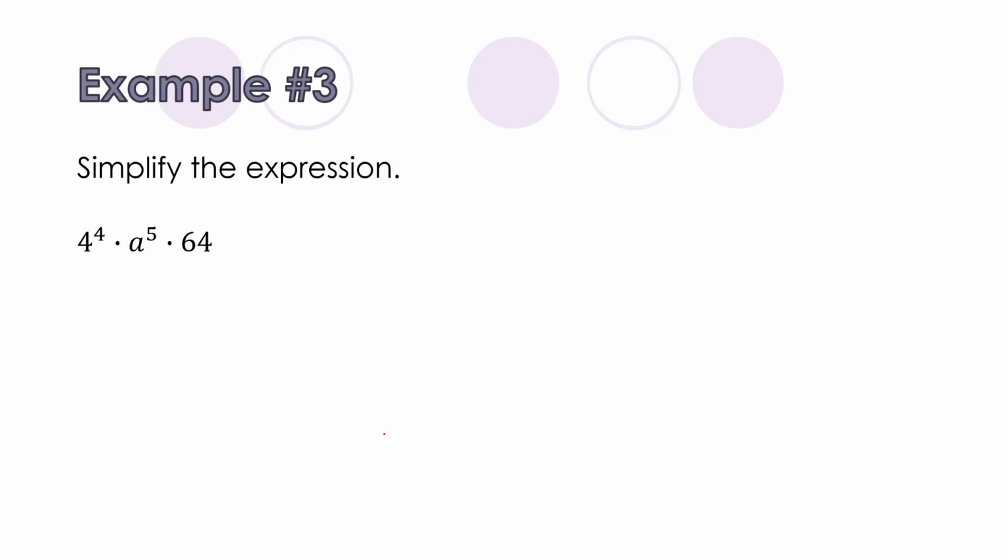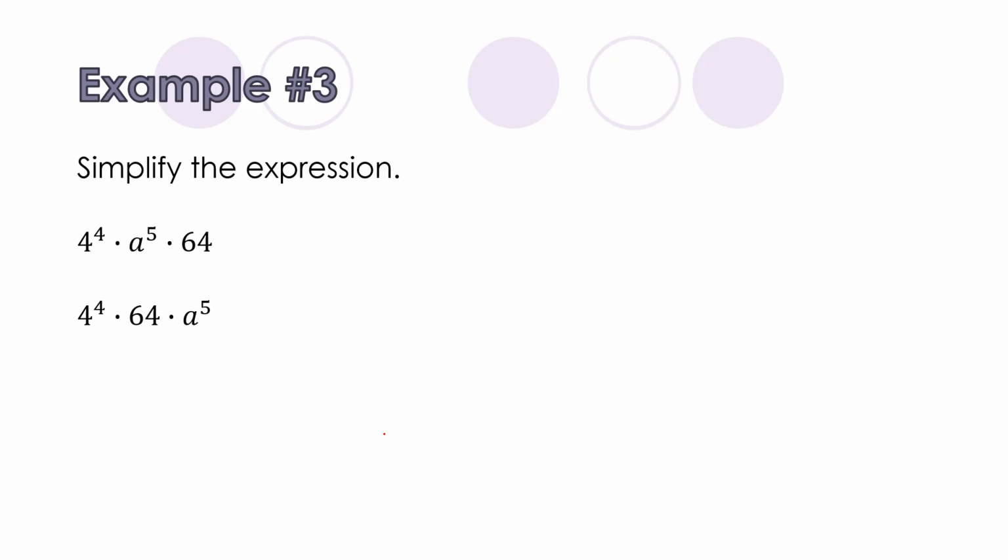Moving on to example number 3, we need to simplify the expression: 4 to the fourth power times a to the fifth power times 64. Now if you look at this right off the bat, it looks like we can't do anything. The rule is that we can only combine using the product of powers rule if the bases are the same. So what do we need to do here?